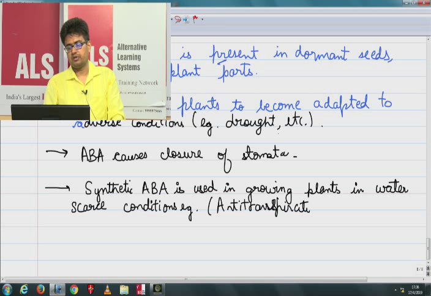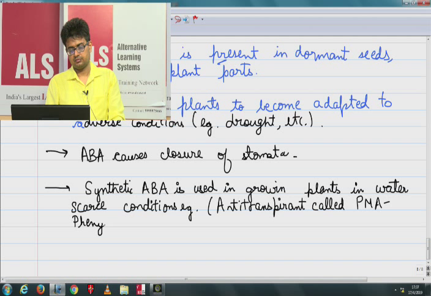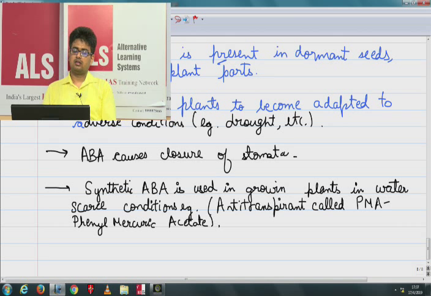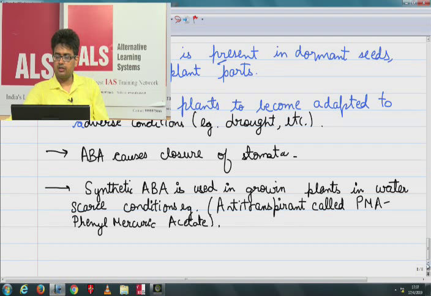Anti-transpirant, called PMA, phenyl mercuric acetate. Okay, this is the use of ABA. Now this is all about ABA that you need to know.